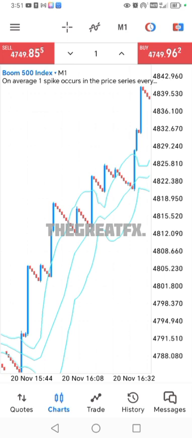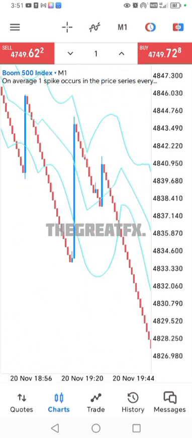Okay, let's get straight into it. We have Boom right here. You can see this is Boom 500. Remember the first rule: you buy Boom, you sell Crash. The second rule, you just have to make sure that you are in an uptrend on Boom, you are in a downtrend on Crash. The third rule, which is the last rule, is that you just have to make sure that you are not at any resistance when you are buying, and you are not at any support when you are selling.